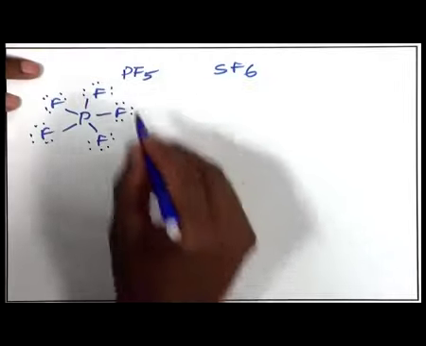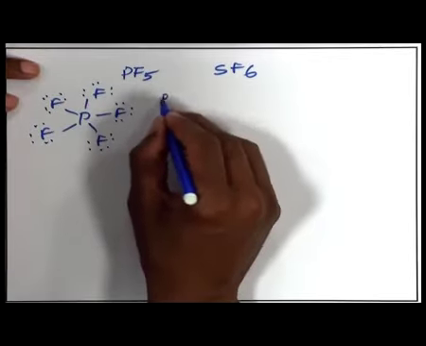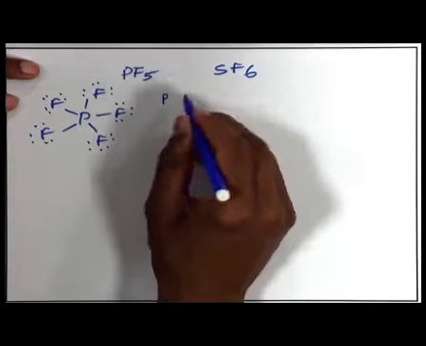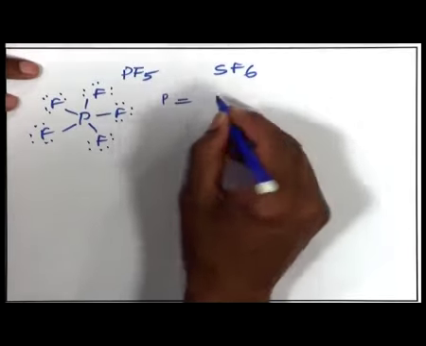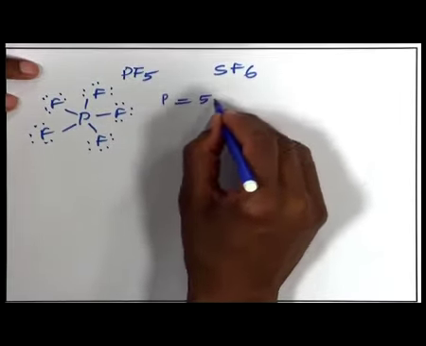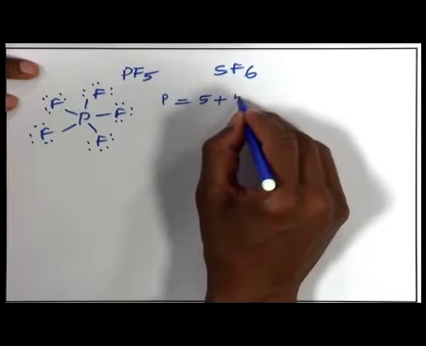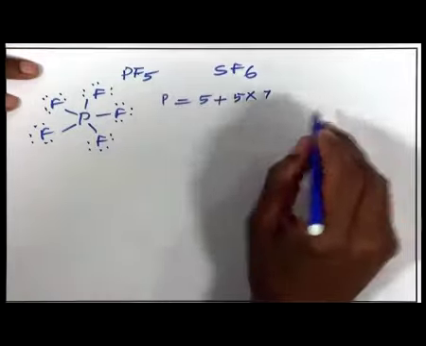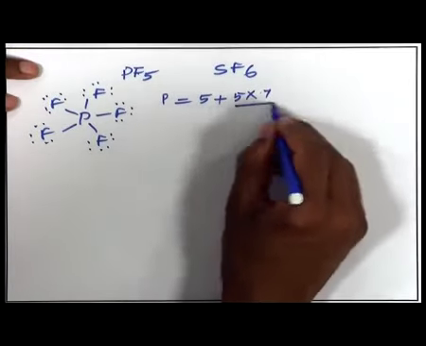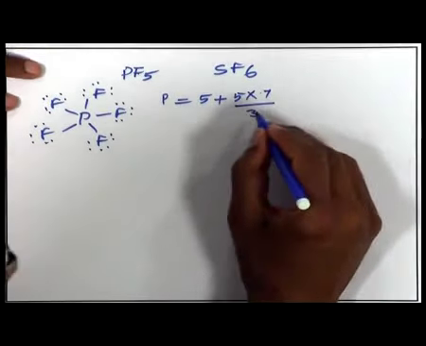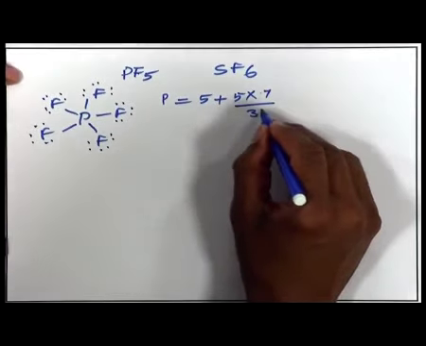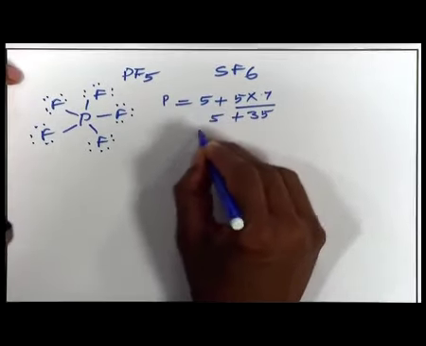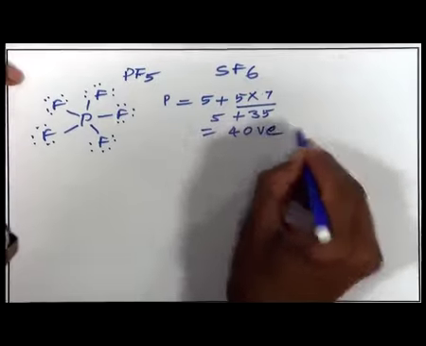You can also do a calculation. The phosphorus atom belongs to the fifth group elements, so the number of valence electrons is 5, plus 5 into 7, because the valence electron count for a fluorine atom is 7. So that is 35 plus 5, equal to 40 valence electrons.